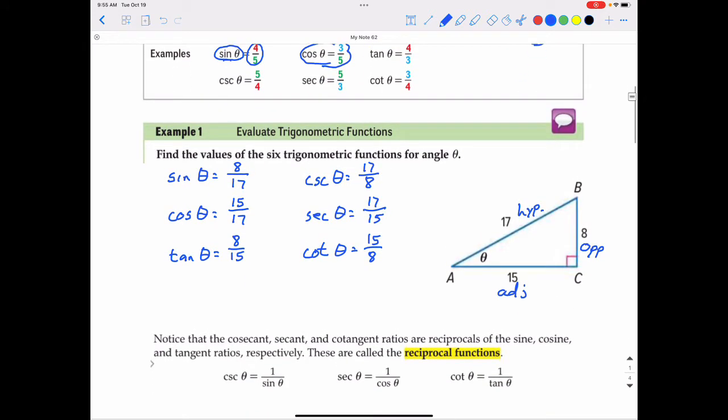Notice that some of the trig functions are the reciprocal of other trig functions. Tangent and cotangent are reciprocal functions because tangent is 8/15 and cotangent is 15/8, which makes sense because their formulas are reciprocals. Cosine and secant are reciprocals of each other. Sine and cosecant are reciprocals of each other. So another way to find a reciprocal is to take 1 divided by the sine, the cosine, or the tangent.